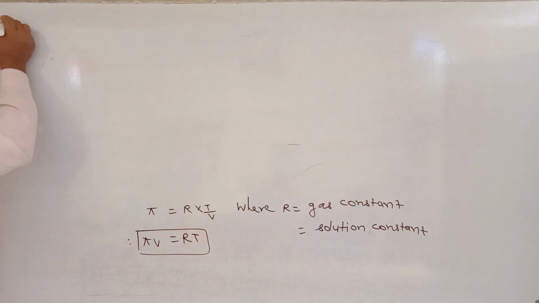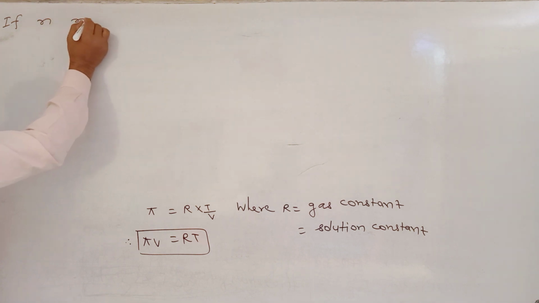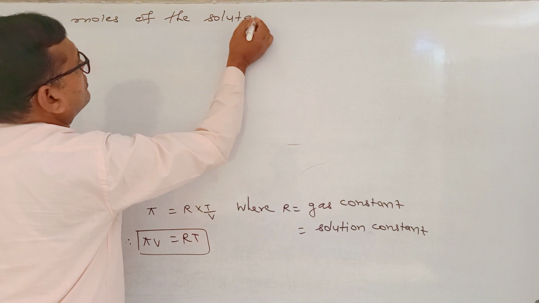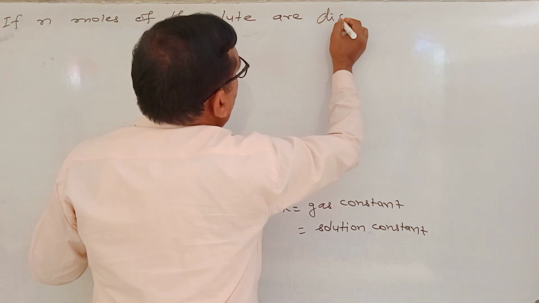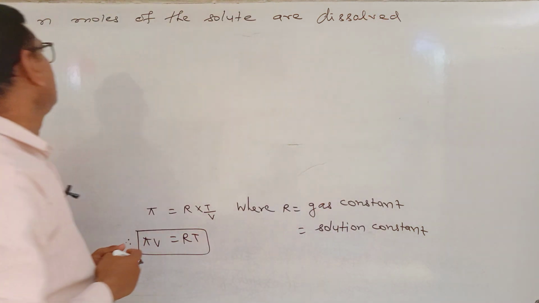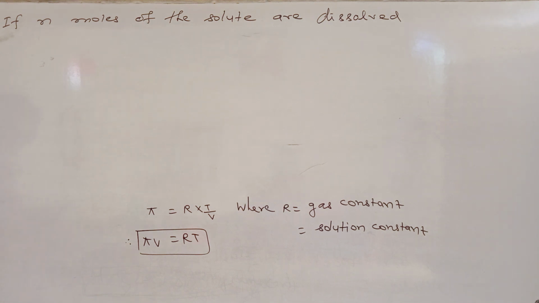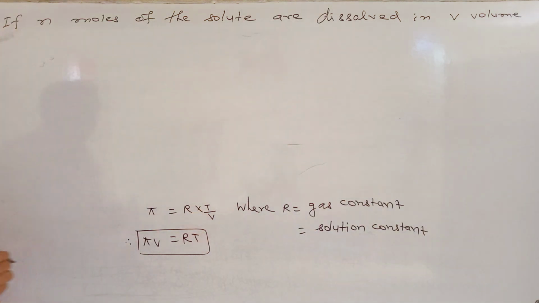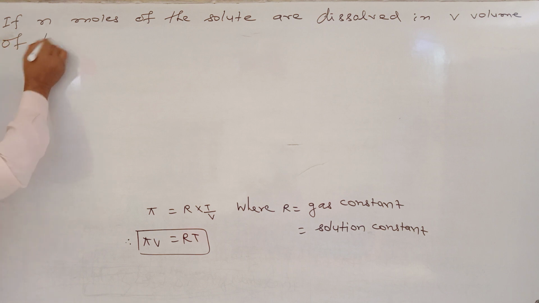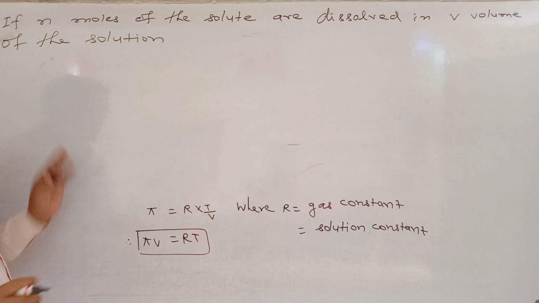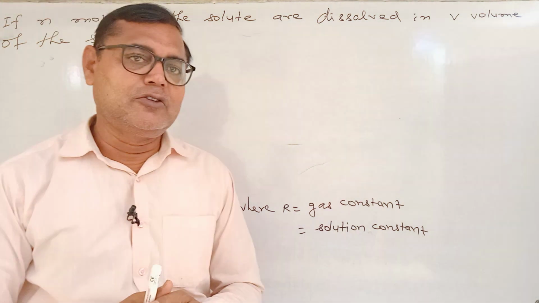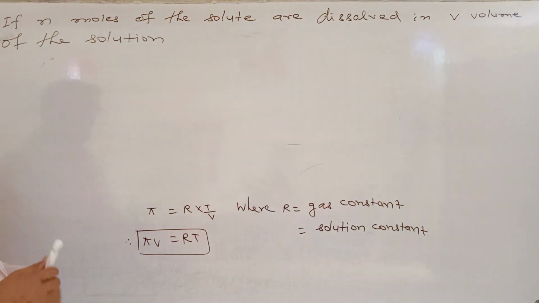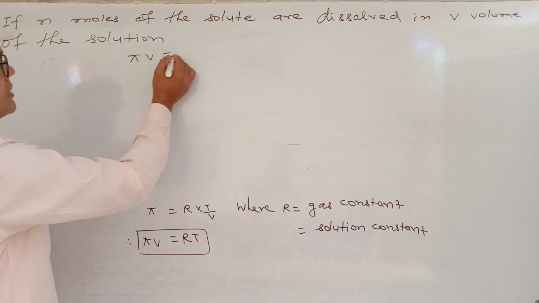Now we write here, if n moles of the solute are dissolved in V volume of the solution, the equation becomes pi V is equal to nRT.